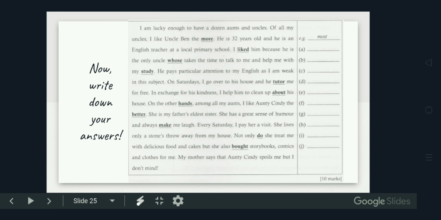On Saturdays, I go over to his house and he tutors me for free. In exchange for his kindness, I help him to clean up about his house. On the other hand, among all my aunts, I like Auntie Cindy the better. She is my father's eldest sister. She has a great sense of humor and always make me laugh. Every Saturday I pay her a visit. She lives only a stone's throw away from my house. Not only do she treat me with delicious food and cakes, but she also bought storybooks, comics and clothes for me. My mother says that Auntie Cindy spoils me, but I don't mind.